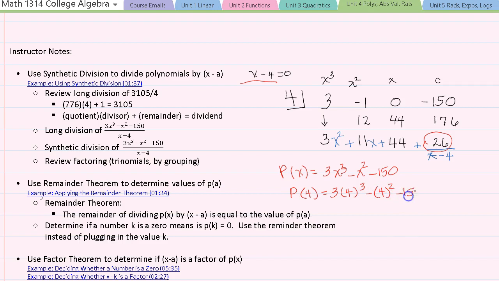And if we simplify this, this ends up being 3 times 64 minus 16 minus 150, which is 192 minus 16 minus 150, and that equals 26, which was our remainder when we did our synthetic division. The remainder theorem means that we can use synthetic division instead of plugging in numbers.